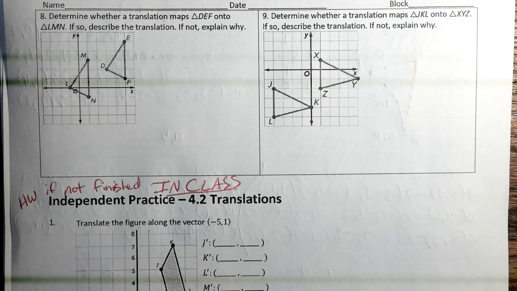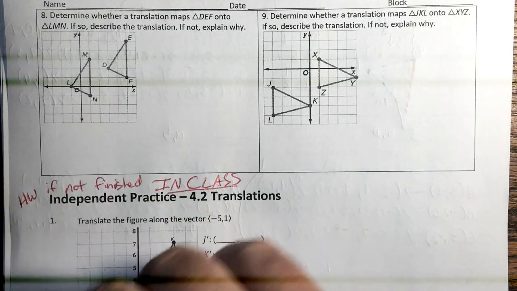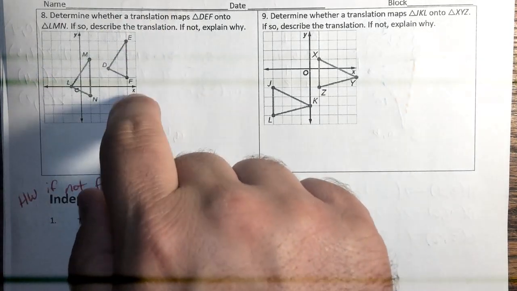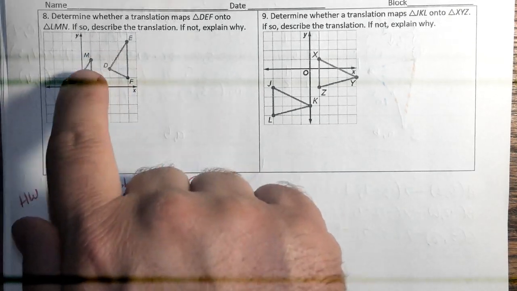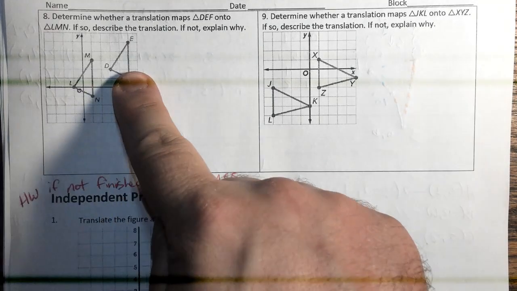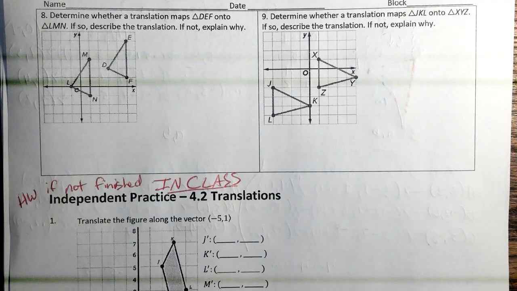Determine whether a translation maps triangle DEF onto LMN. If so, describe the translation. If not, explain why. So we can measure this. For time's sake here, I'm going to tell you that they do map onto each other. The way we find that out, we can see that L and D are the same angle, M and E. We're just going to go from one to the other and see. But DEF is where we start, so we're going to go left and down. So it's going to be negative numbers. I already know that based on direction.